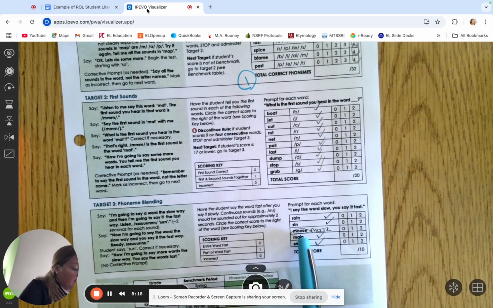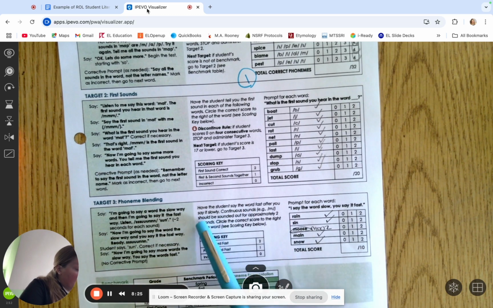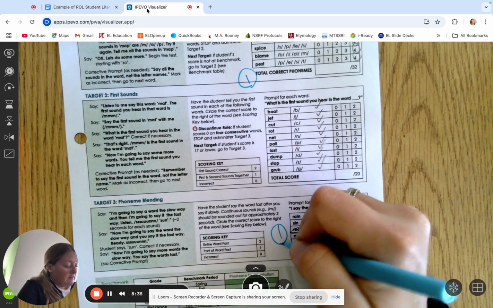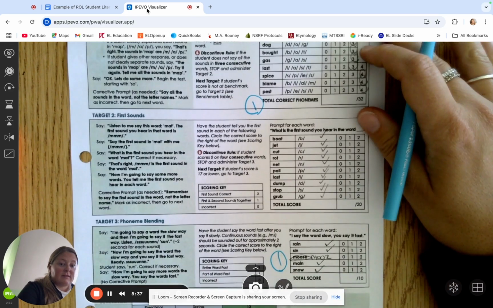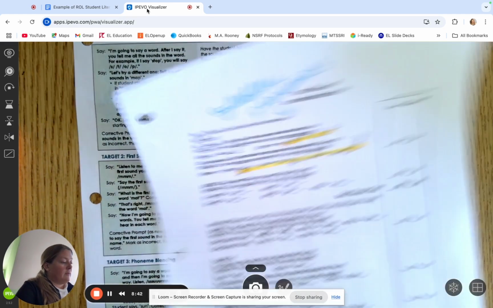And this last part for phoneme blending, where the student says the word fast after you say it slowly. So I said ooh, s, and the student had to say the word. The student said moose. So that was 1 incorrect. So this is not too bad here.